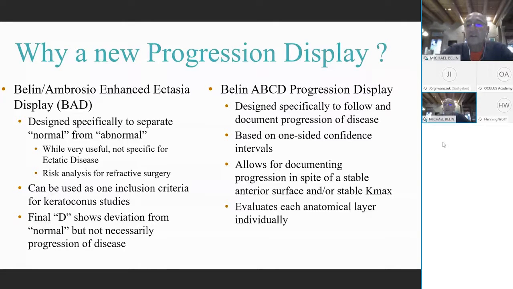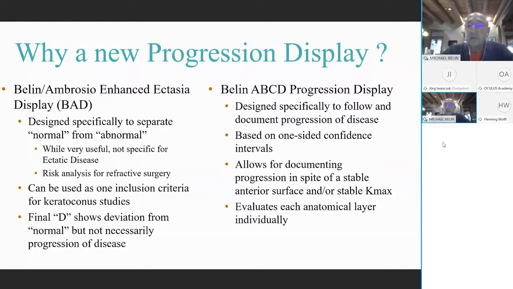It's based on one-sided confidence intervals. So that's really one of the differences between the BAD display and the progression display. The progression display uses one-sided confidence intervals. In other words, we use corneal thickness, and we're only interested if the cornea further thins, while the BAD display will show changes in any direction. In other words, if you come in with someone with a cornea of 700 on the BAD display, that's highly abnormal. But again, the progression display is specific for ectatic progression.